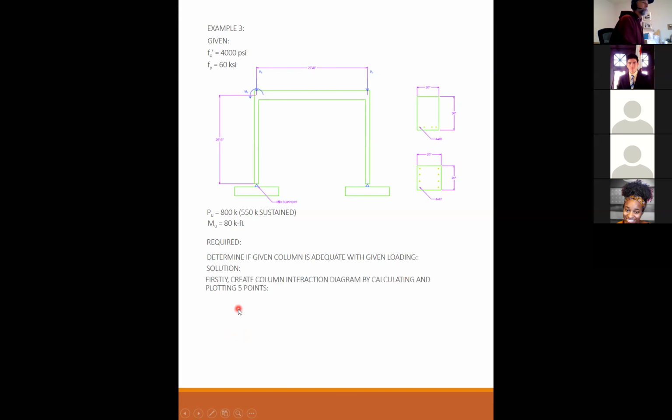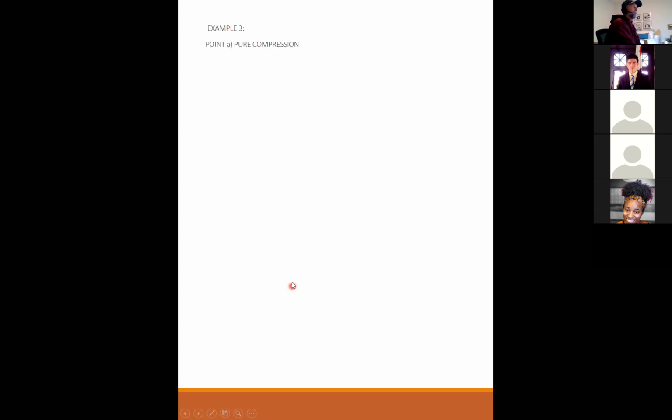Solution. Firstly, we have to create a column interaction diagram by calculating and plotting our five points: pure compression, zero tension at the tensile steel, our balance condition, fully yielded with epsilon sub t equal to 0.005, and zero axial load, or pure moment. Okay, so we're going to go through our five points.